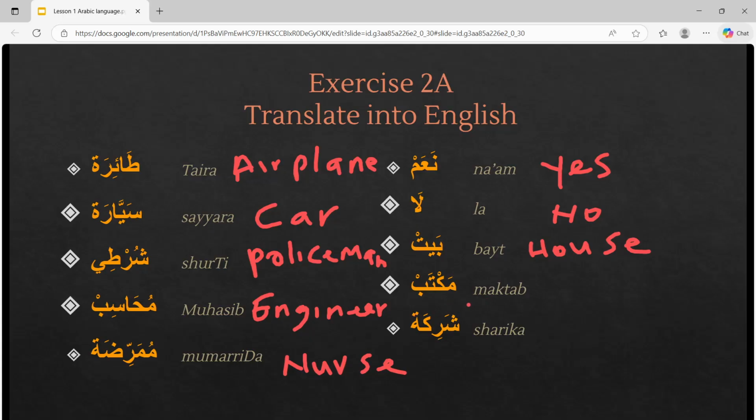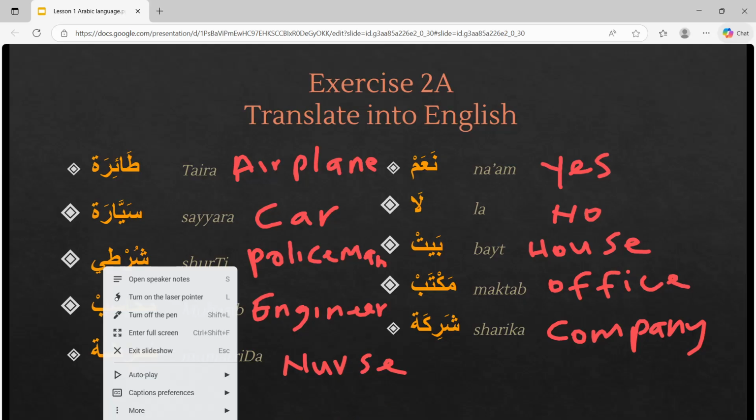Maktab. Maktab, office. I hope you're saying the answers before I write them down, okay? That's the whole idea. Just try to internalize and get the vocabulary right. Last one here, sharika. That would mean what, sharika? Company. Yep. Company. There you go. All right, let's move to the next slide here.